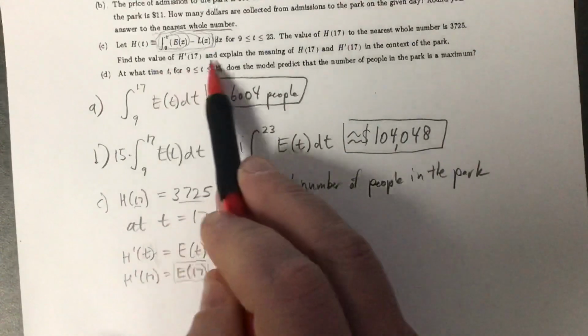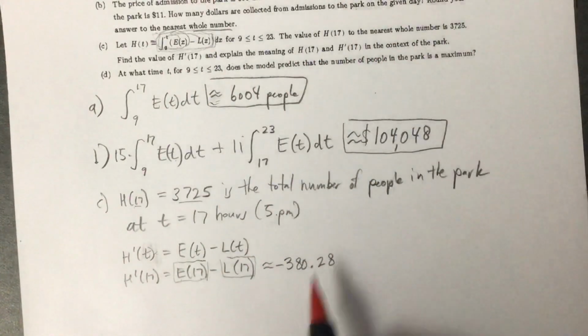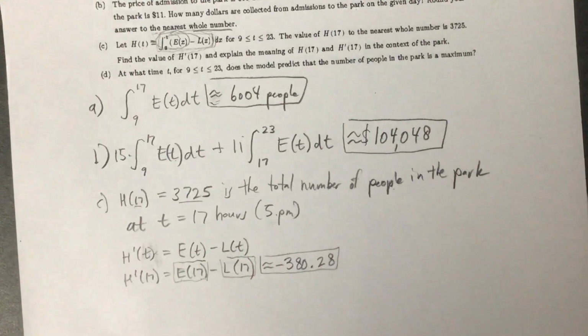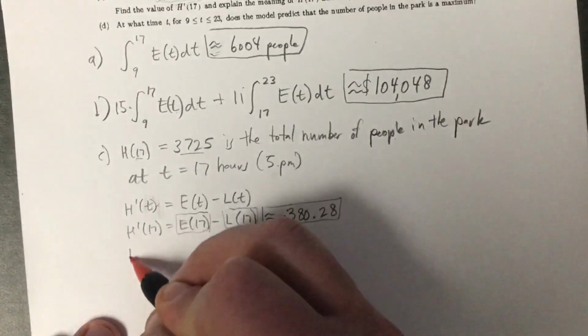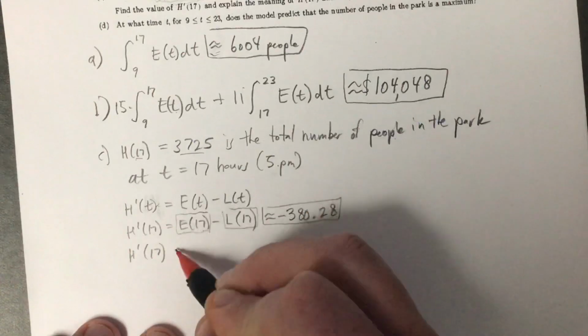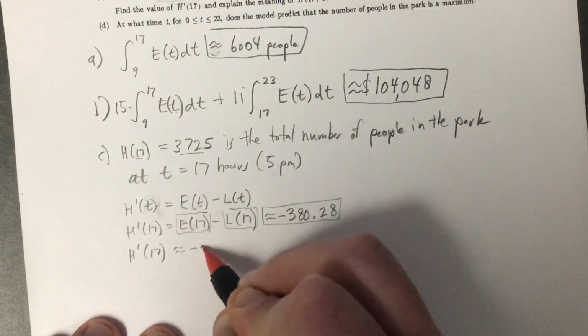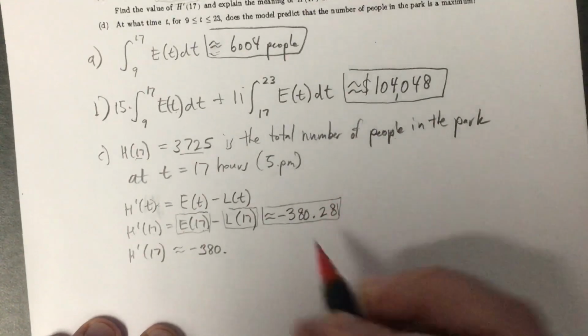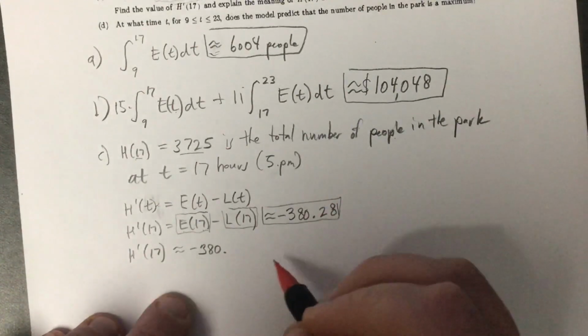And does it say anything? Find the value, explain the meaning, context, prime. Okay, so this is h prime of 17. All right, we need to explain what that means. So h prime of 17 is approximately negative 380, and actually I should go one more decimal. I'm going to put a 1 there because we should go another decimal.